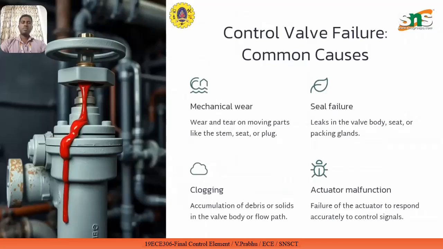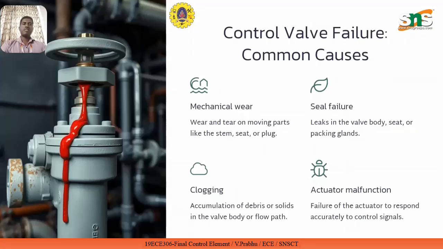And next we'll see what the common causes for failure of a control valve are. Since it is a mechanical device, it is going to wear, right? Both the valve trim and the stem, which is exposed to the atmosphere. The valve trim is exposed to the process pressure as well as the process conditions, so it is going to eventually wear out. This wear and tear on moving parts like the stem, seat or plug are some of the common causes of failure.